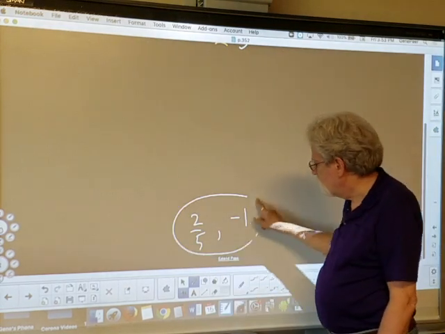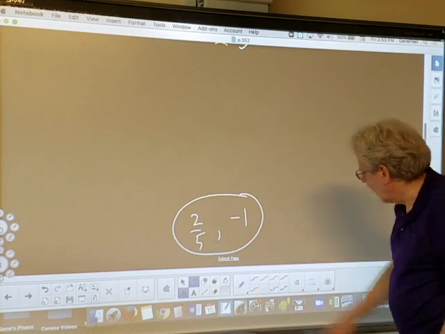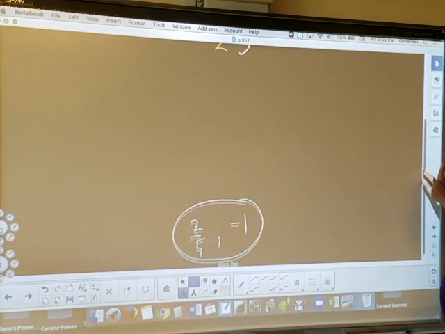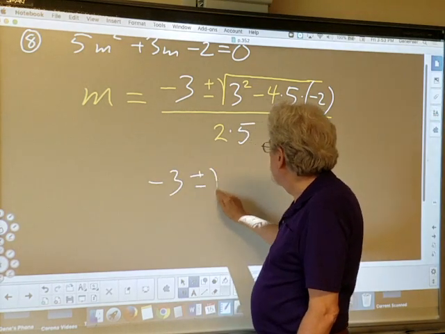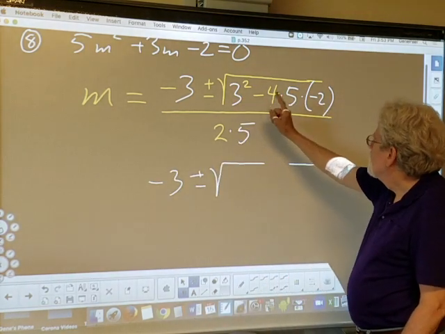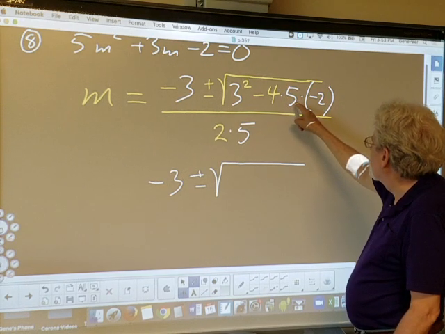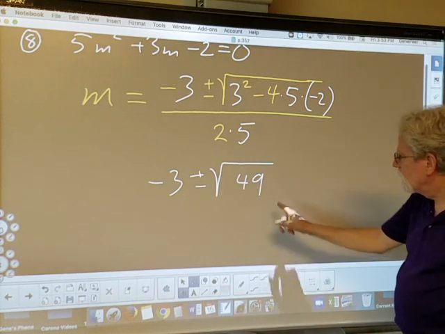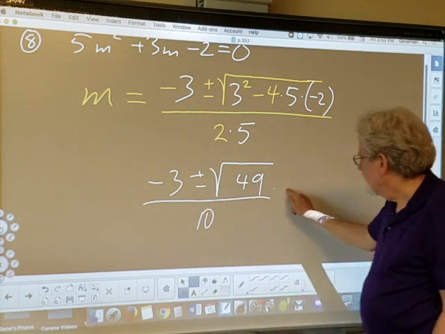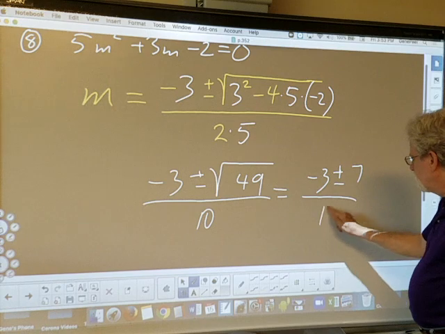They are 2/5 and negative 1. Because of that fraction, let's go ahead and do this one. We have negative 3 plus or minus the square root of 9 plus 40, yep, that's going to be 49. That's convenient. We like perfect squares. All over 10. That gives us negative 3 plus or minus 7 over 10.